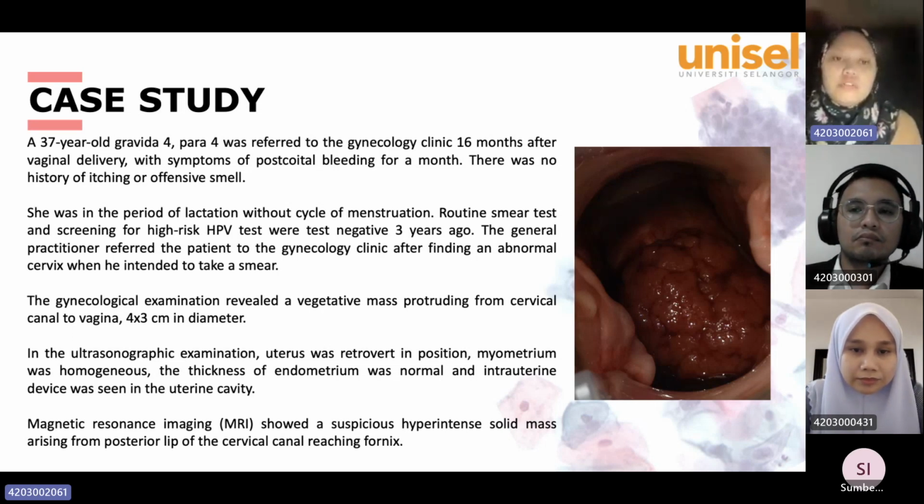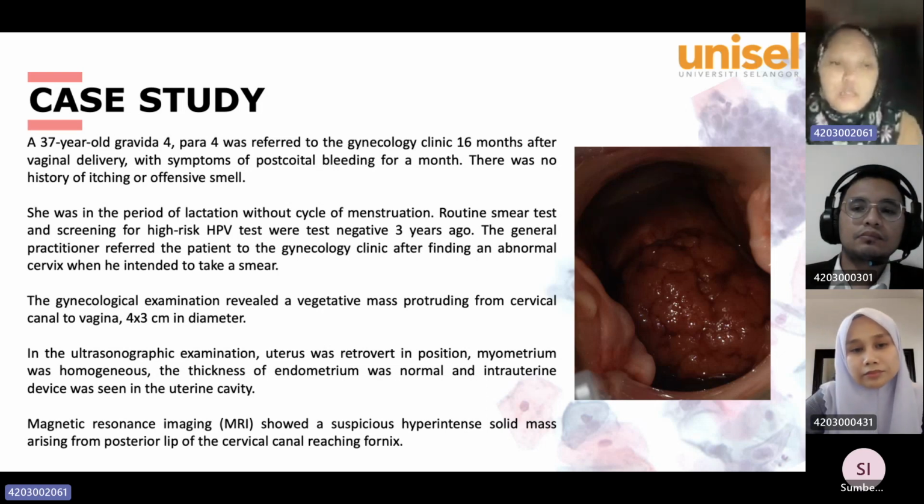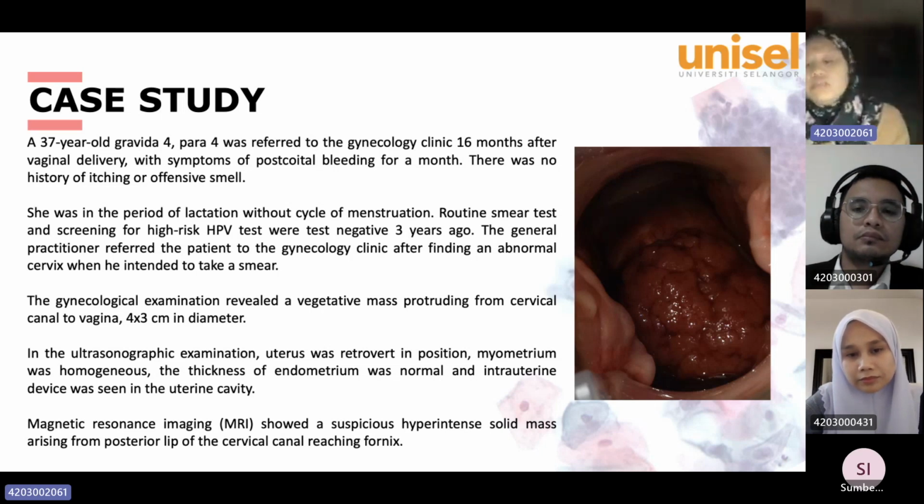Okay, with symptom of postcoital bleeding for a month. Postcoital bleeding here means there is bleeding during sexual intercourse. Okay, and there was no history of itching or offensive smell. Next, she was in the period of lactation without menstrual cycles, meaning she is still breastfeeding, but there are no signs of menstruation.